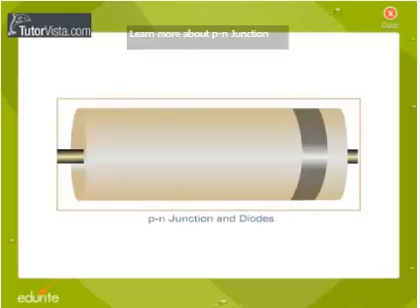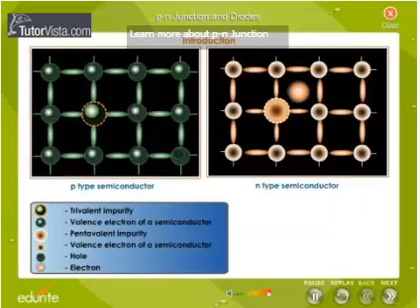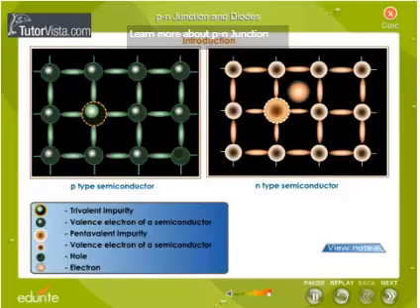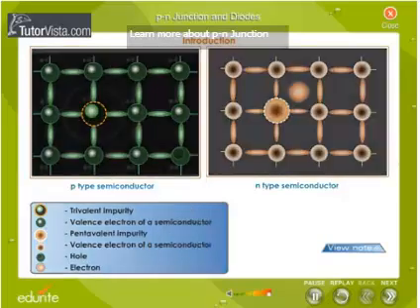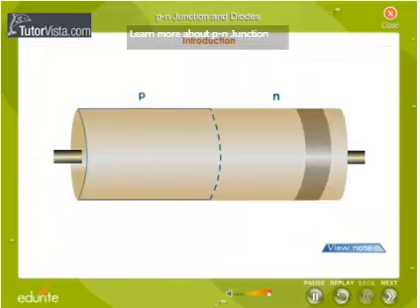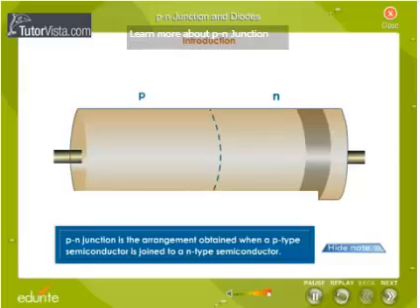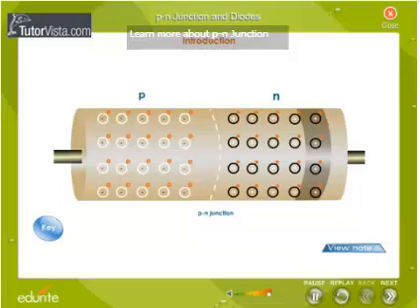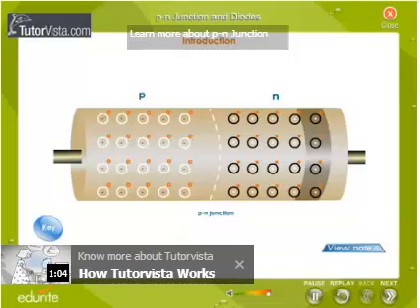PN junction and diodes. To increase the practical utility of a P or N-type semiconductor, a PN junction is created in the semiconductor crystal. Here, one half is P-type and the other is N-type. PN junction is the arrangement obtained when a P-type semiconductor is joined to an N-type semiconductor. Displayed here is a PN junction.